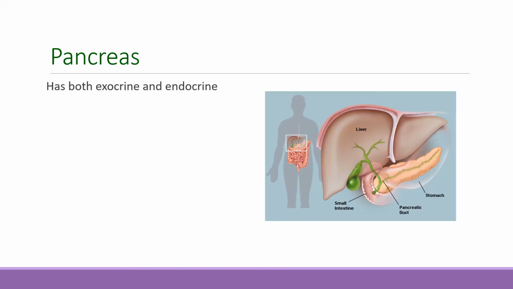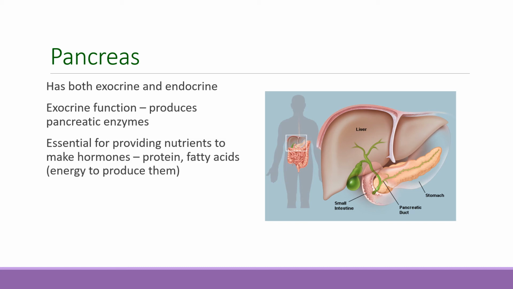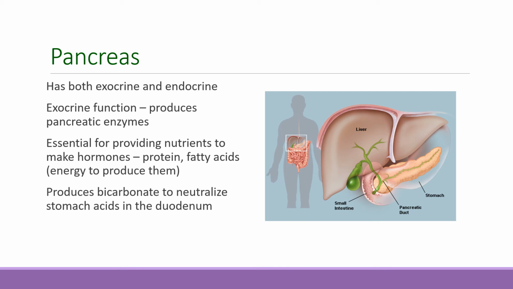The pancreas has both exocrine and endocrine function. Its exocrine function is where it produces pancreatic enzymes that we use for digestion. It's essential for providing nutrients to make hormones, and of course, to make hormones you need protein, fatty acids, and of course the energy to produce them, which is coming from carbohydrates.